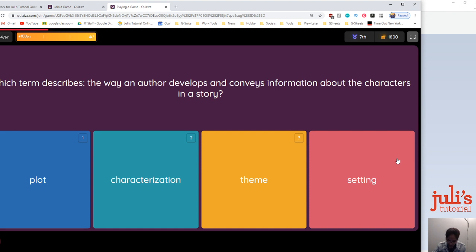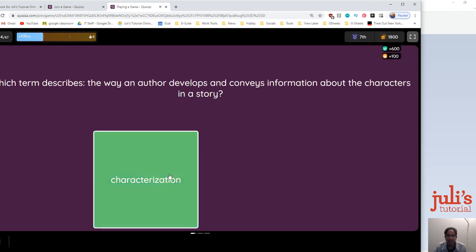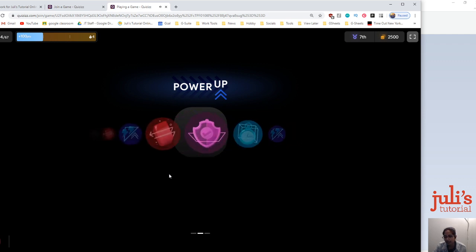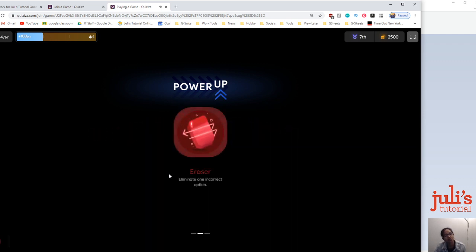Okay, this one is obviously super easy. Good job. It's just characterization. Everyone should know that. Okay. Characterization basically means you are characterizing your characters. You're describing the characters. You're giving them qualities.